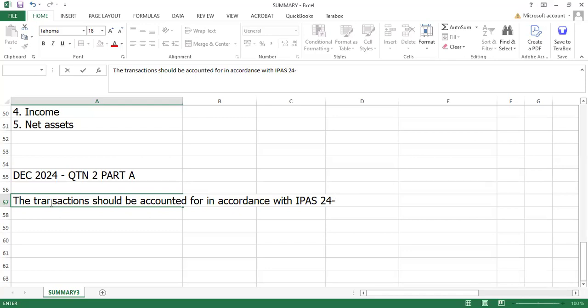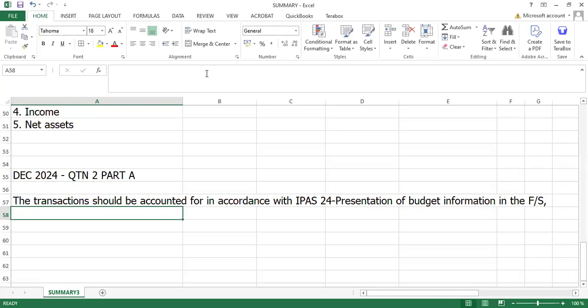Make sure that you name IPSAS 24, which is about presentation of budget information in the financial statements. Then another IPSAS. Are you seeing my screen or you're seeing the question? We are seeing your screen.